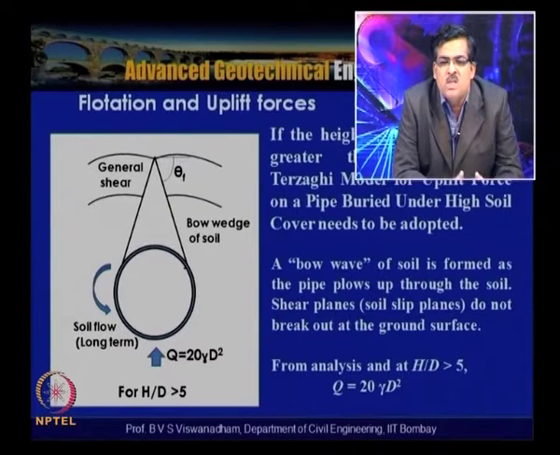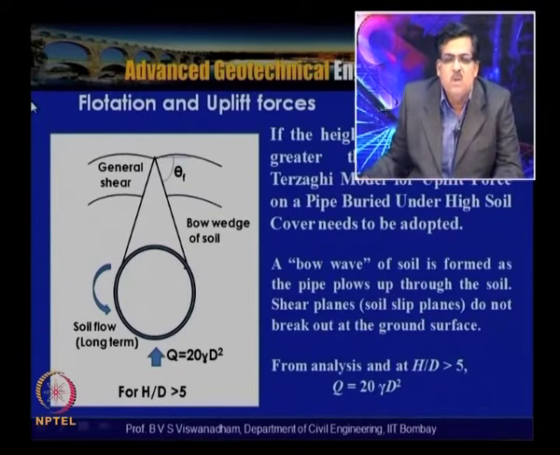So, from the analysis for h by d greater than 5, we can obtain q is equal to 20 gamma d square. For pipes embedded with depths of h by d greater than 5, a bow wave of soil is formed as the pipe plows up through the soil, and the shear planes do not break out at the ground surface. So from the analysis point of view, when h by d is greater than 5, q is equal to 20 gamma d square is computed.